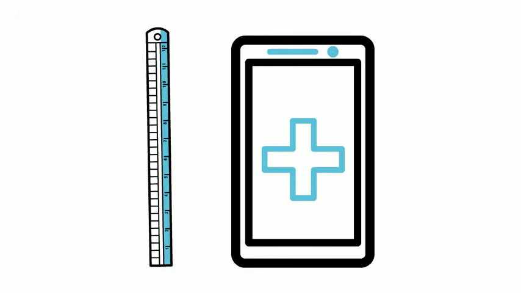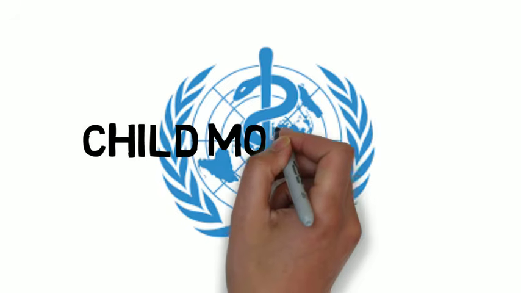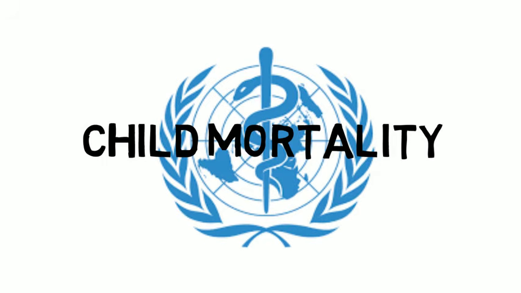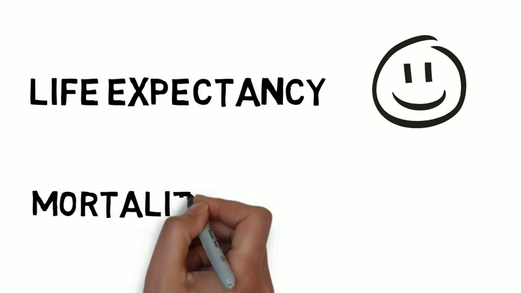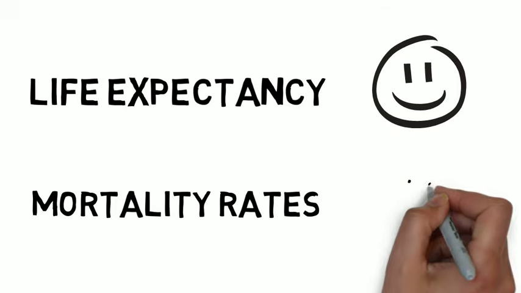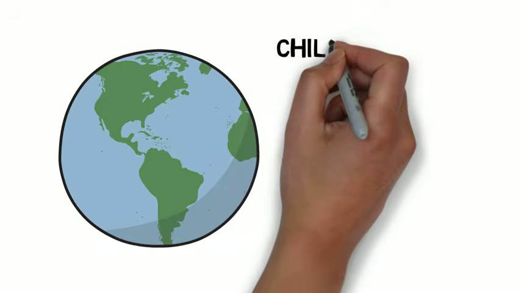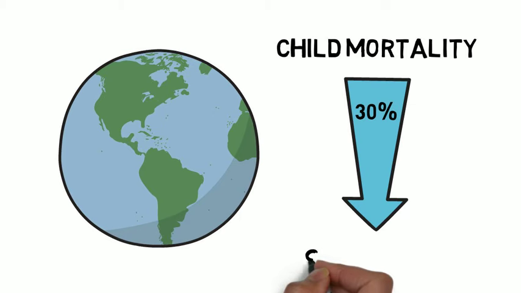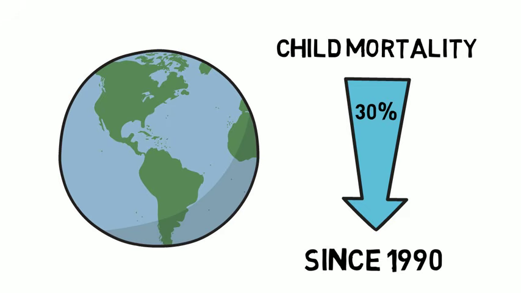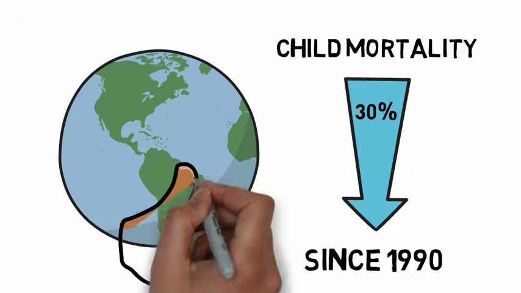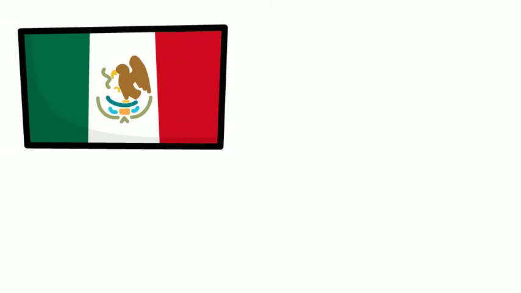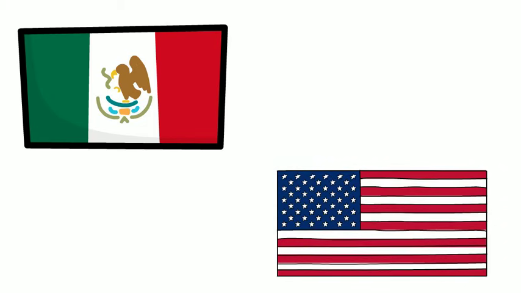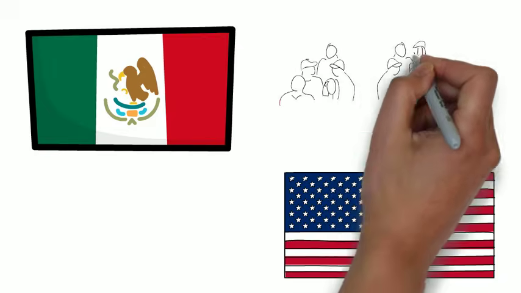In order to measure the health of a specific region, the WHO focuses on child mortality, since this accounts for more than 20% of all premature deaths. Unlike statistics for life expectancy, mortality rates provide a less optimistic picture of world health. Globally, child mortality is down by 30% since 1990, which is particularly encouraging since rates have fallen in all world regions. However, beneath this promising trend lie serious disparities between nations and between individuals living within a nation.